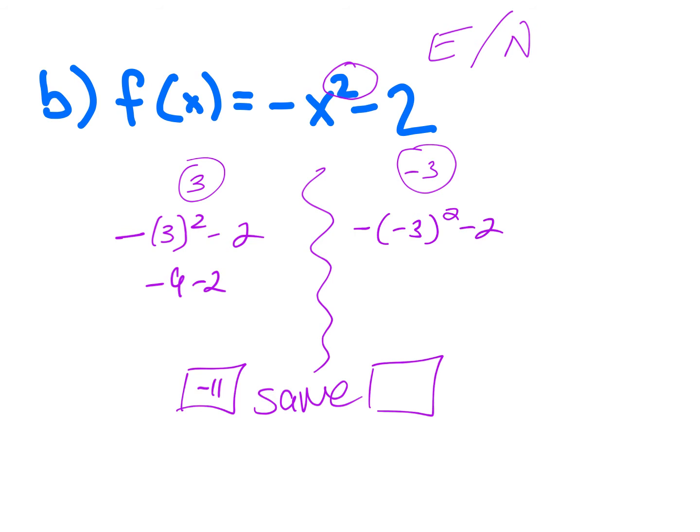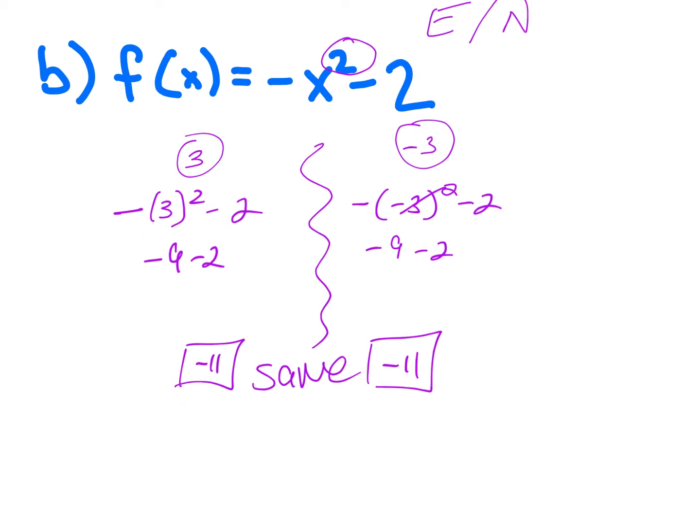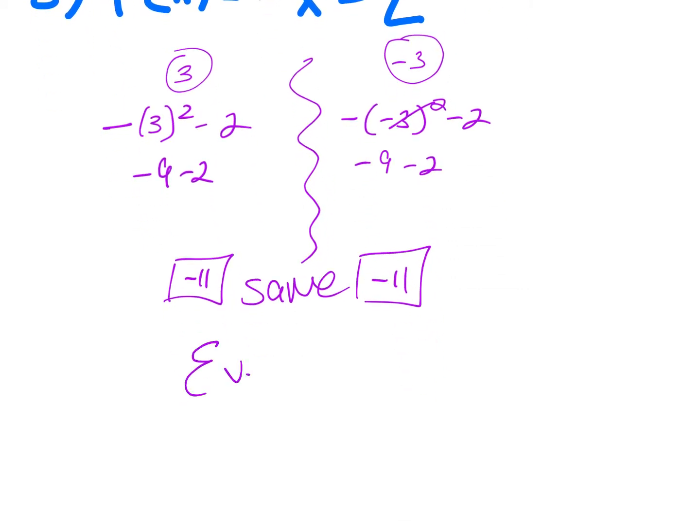Now I'm squaring negative 3, and I get what? 9. And then 9 times negative 1 is negative 9 minus 2 gives me what? Negative 11. What do you notice about those two answers? They're the same. So you just proved to me that this function is even. Good. Questions?